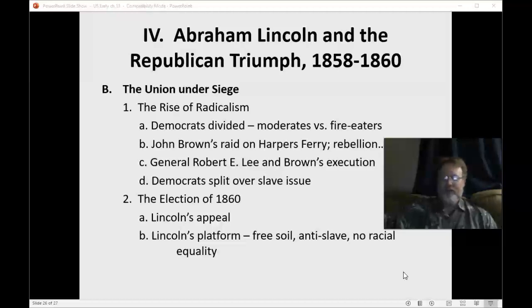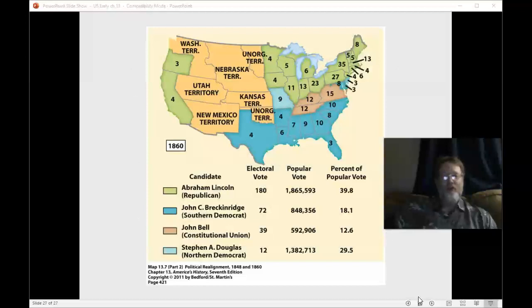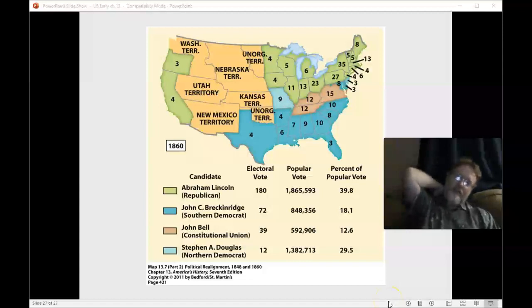The slave issue is pretty clear. He's definitely anti-slave. But the idea of equality and racial equality of some sort, he is still really iffy on that. He really is. Lincoln wins the election. Anti-slave, but not racial equality. He still believes it was probably better for African freed slaves to go somewhere else. Still not really believing whites and blacks can live together in a large society with large numbers of free blacks. Stage was set for disunion.